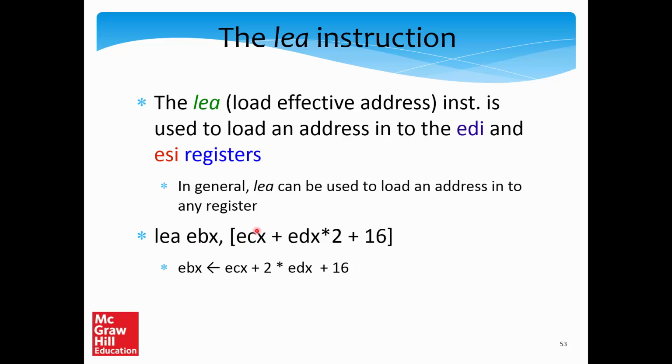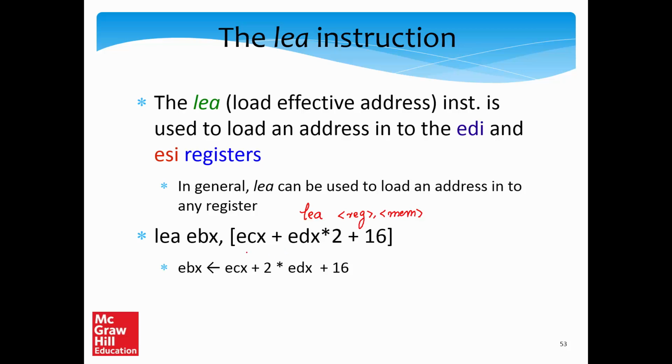The standard format of LEA is a register and a memory operand, so it takes two operands. It's a two address format instruction. For example, in this case, we have a displacement, we have a scaled index, and we have a base register. So how does this differ from the move instruction?